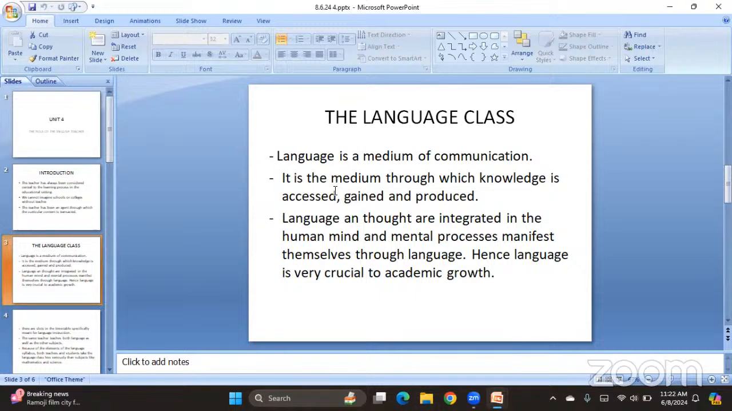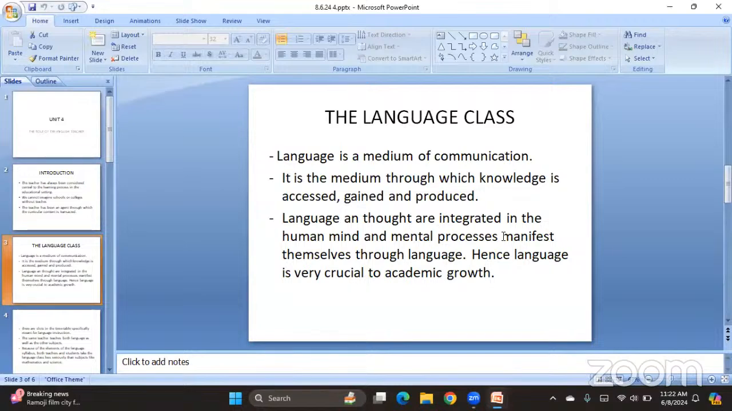See, if you are learning something, if you are reading a novel, if you are learning something through Telugu, so that is a system, right? That's a system of the system. So any language for that matter is a system of systems. Language is a medium of communication. It is a medium through which knowledge is accessed, gained, and produced.